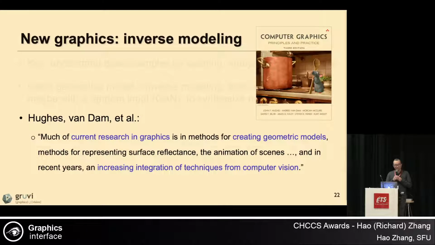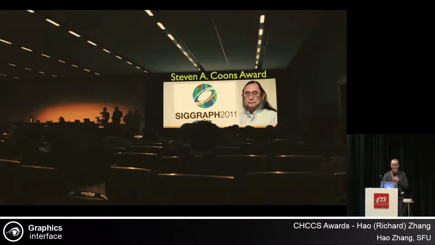And indeed, if you go back to that graphics Bible, there was a remark essentially saying something similar. So much of the current research in graphics is about creating geometric models, and at the end you see that there's an increasing integration with computer vision research. So we started by saying that the classical graphics might be easier than classical computer vision, and now we're catching up, right? So I say graphics is also doing inverse problems, but can we do more? Can graphics be more than just solving these inverse problems?